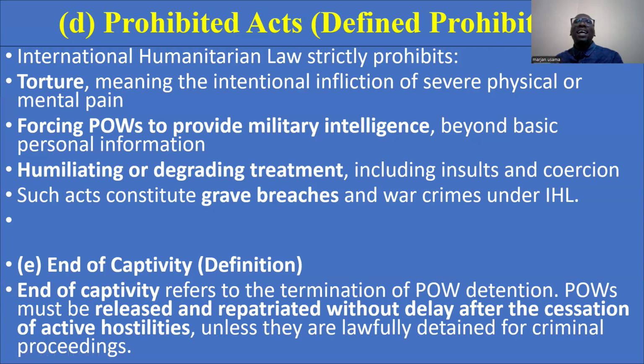The only time that they cannot be released is if they are lawfully detained and taken to a court of law, and now there are some criminal proceedings against them. But otherwise, when the situation of hostilities is okay, they need to be released. Some of them need to be taken back to their countries. And this is what happened with Ukraine and Russia. They were exchanging the captives. So Russia sends the Ukraine captives and vice versa.